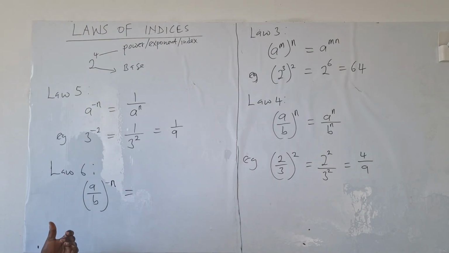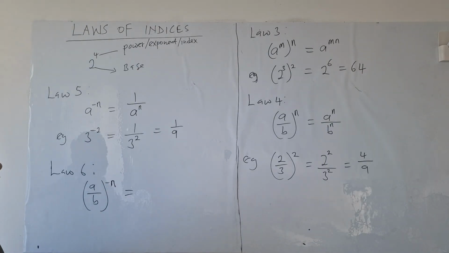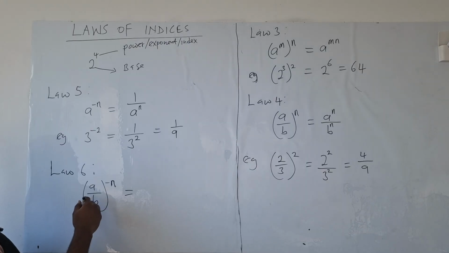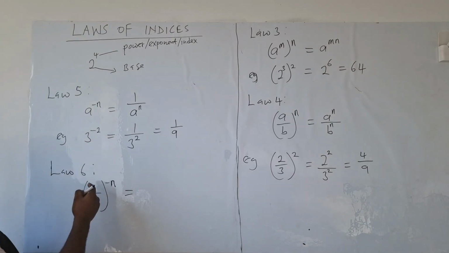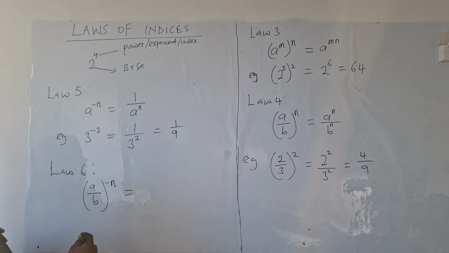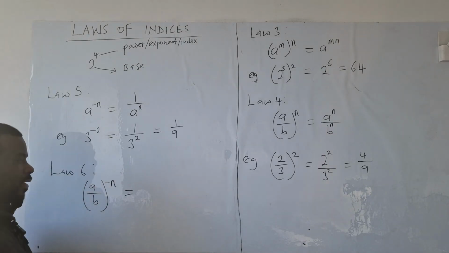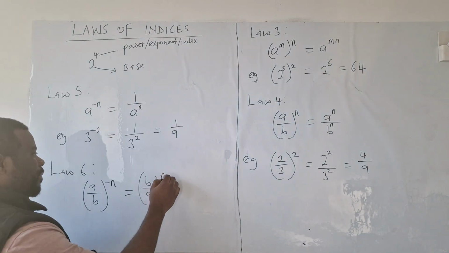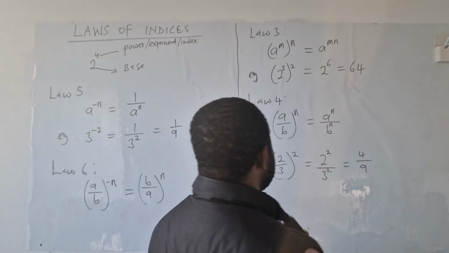So how do you change the negative power to positive when you have a fraction with a negative power? This one is very simple. Just interchange the numerator and the denominator, interchange their positions. The denominator goes up and becomes the numerator, and the numerator comes down to become the denominator. Through that process, the negative power will change into positive power. It's very easy and simple.